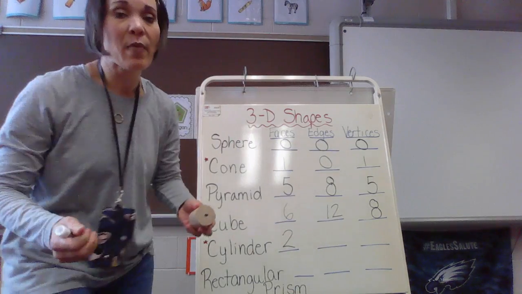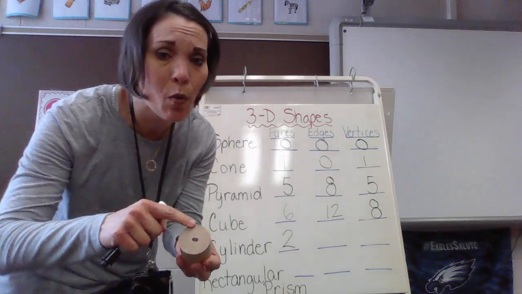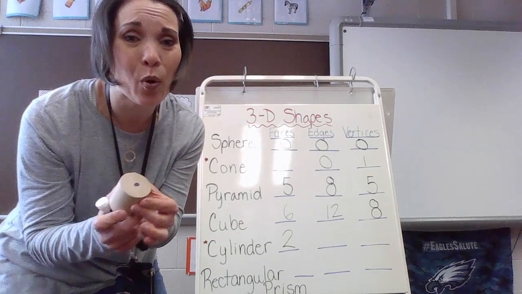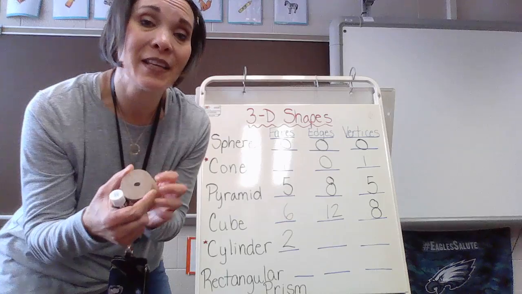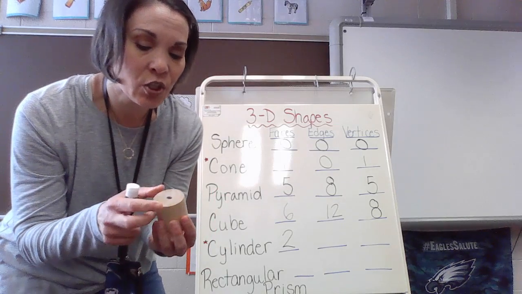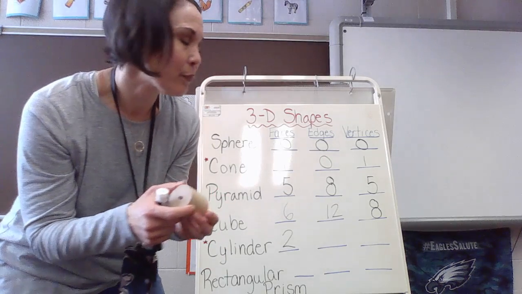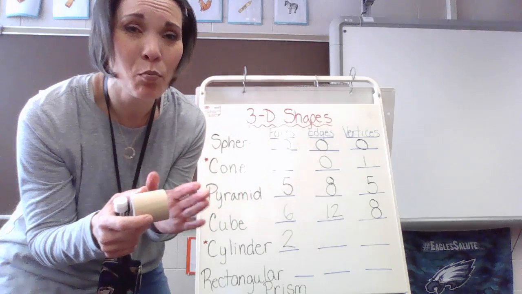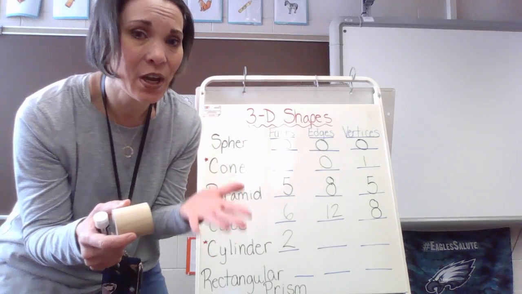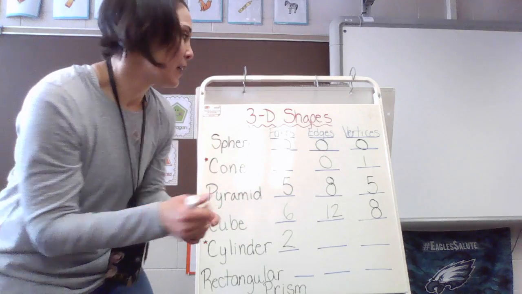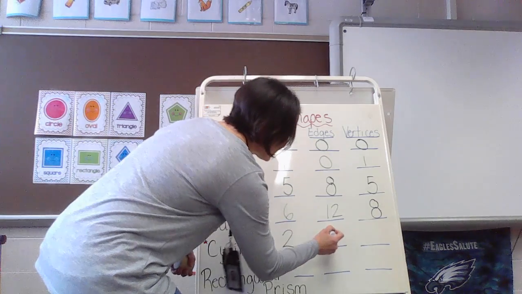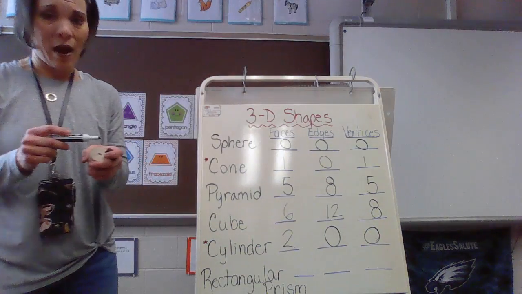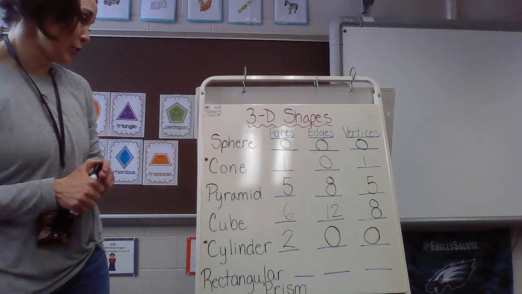Now edges. Remember when we talked about edges, we do not want to count curved edges. These are both curved because these faces do look like circles. So I don't want to count those as edges. Vertices, I don't see any points that come together. So obviously, we're going to be looking at edges, 0, vertices, 0 as well for my cylinder.